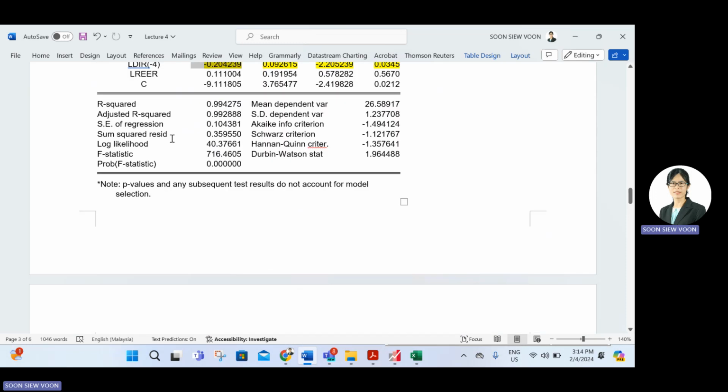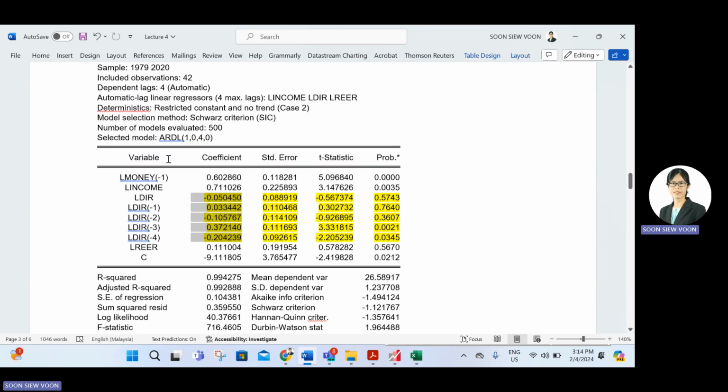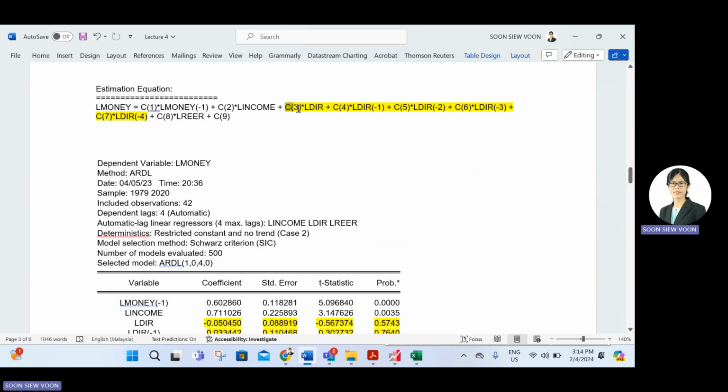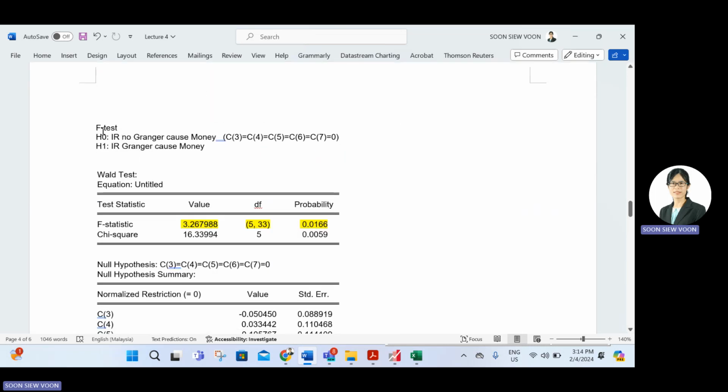Look at the coefficients. So here I put C3, C4, C5, C6, C7 equals to 0. Actually, refer to the representation: C3 up to C7 equals to 0. I test whether all these coefficients equal 0 or not, to test whether the interest rate Granger-causes the money or the other way around. So how are we going to conduct the test? C3 up to C7, right?